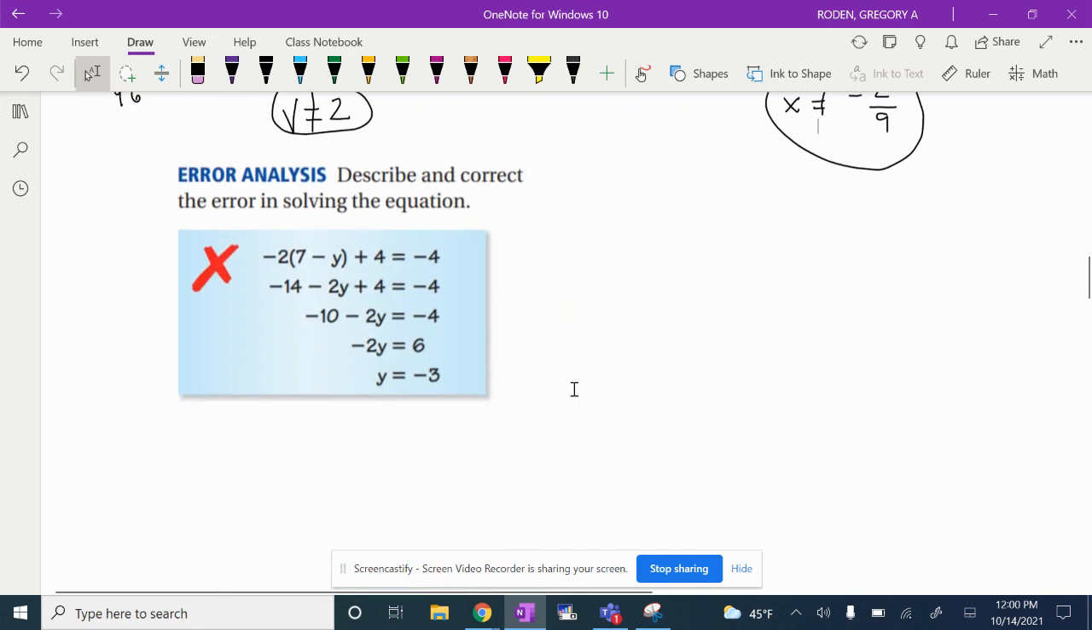Okay. This next one, let's look at the error analysis. What I want you to do is go ahead and just study that. Why don't you copy it down also? Study it and see where the mistake happened. Can you find the mistake here?